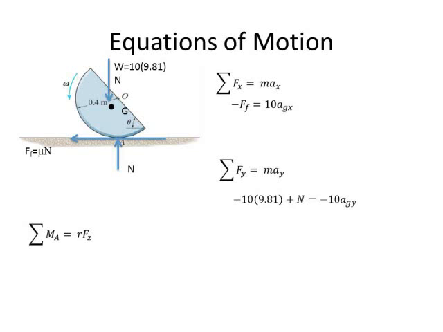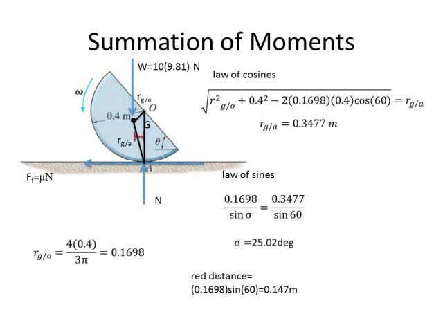For the equation in the y direction, we have the weight, which is negative because it's pointing down. We have the normal force, which is pointing up, and this is going to be equal to the mass times the acceleration. Okay, and for our last one, we have the moment equation. Everybody knows how to do a moment, but we'll explain in more detail on the next slide. For the summation of moments, it's a little bit more involved.